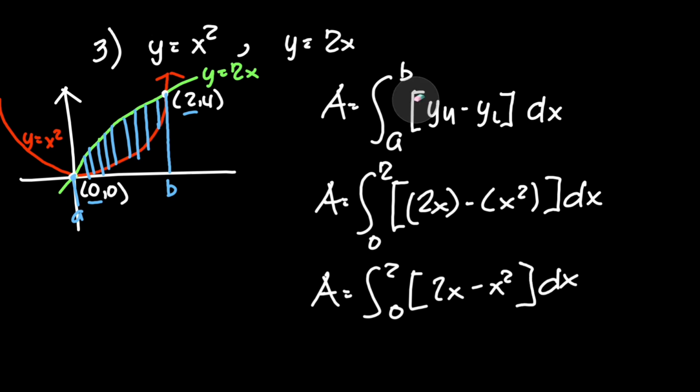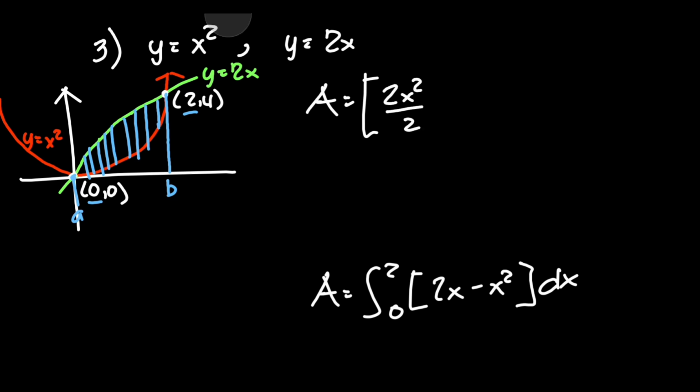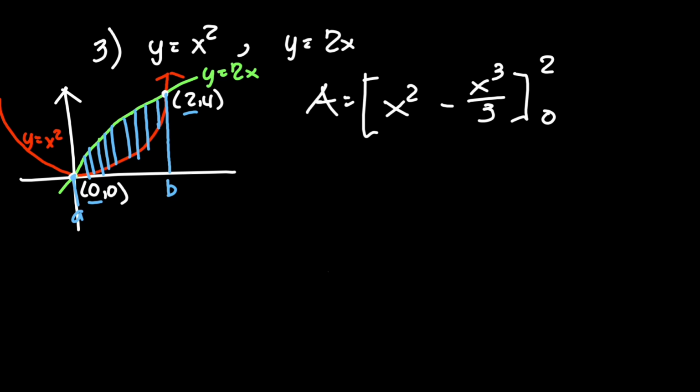of dx. And so integrating this, integral of 2x would be 2x squared over 2, or simply x squared, minus integral of x squared would be x cubed over 3, with the upper limit of 2 and lower limit of 0. Substitute it. This would be 2 squared minus 2 cubed over 3.